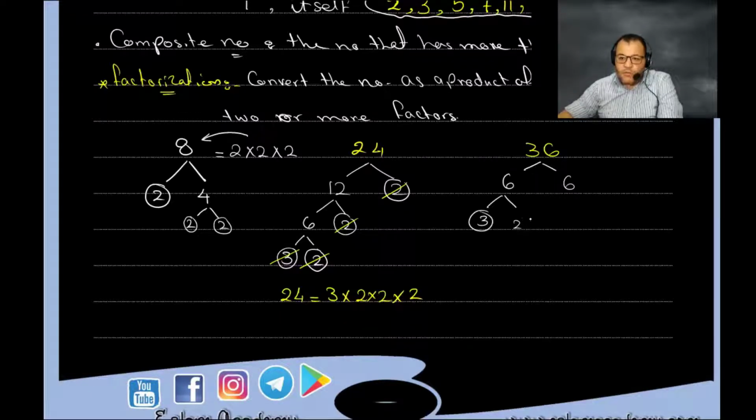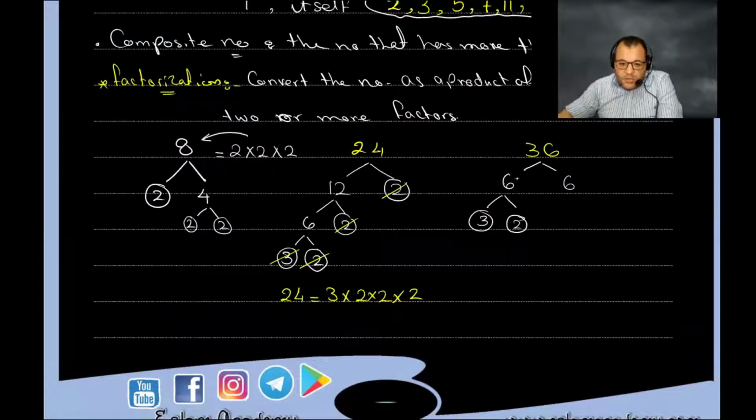2 is a prime or composite number? If you don't know whether this number is prime or composite, just check. Can I find two numbers? If I multiply them, the answer is 2? No, except 1 and 2. No, it's prime. So that is the end.